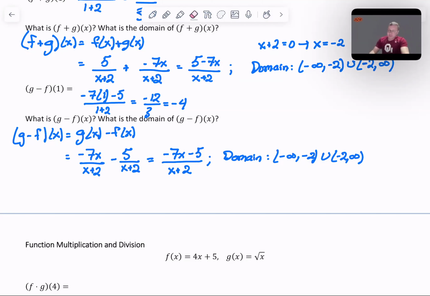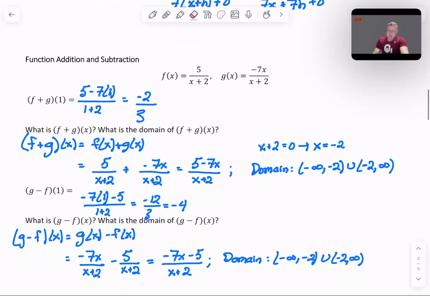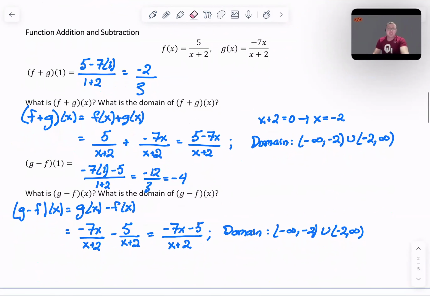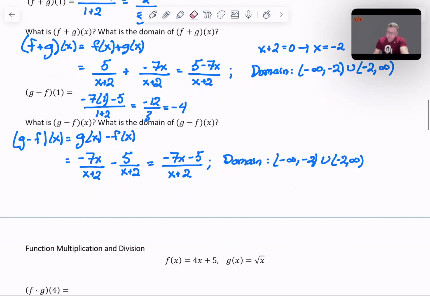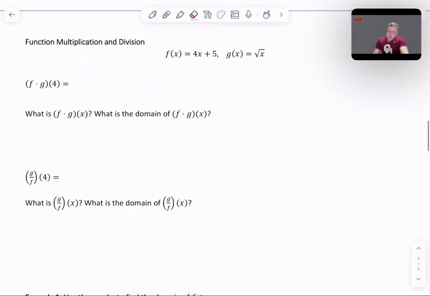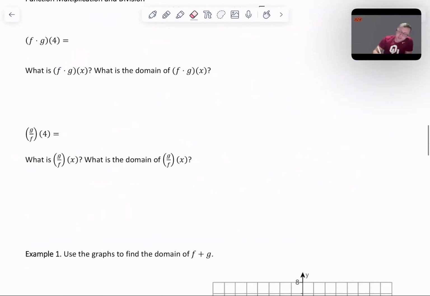Okay. So now we talked about how we add and how we subtract functions. Remember the addition, f plus g of x is just f of x plus g of x. And when I'm doing the subtraction, g minus f of x, it's just g of x minus f of x. Now we're going to expand this to what happens when we multiply and divide functions. Do they behave like we think they would? And they do.